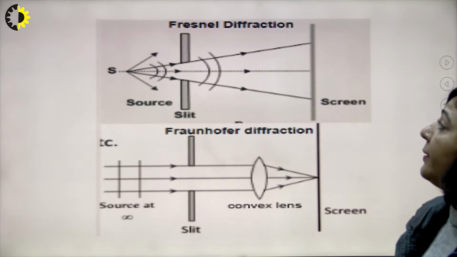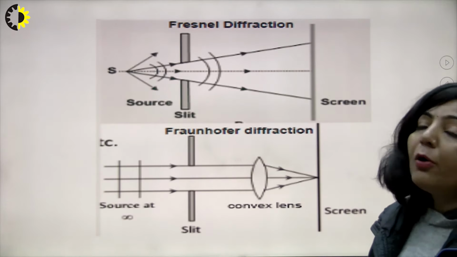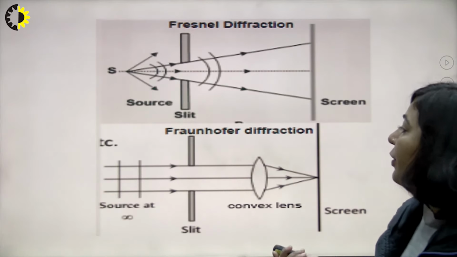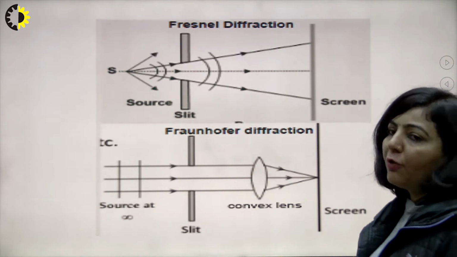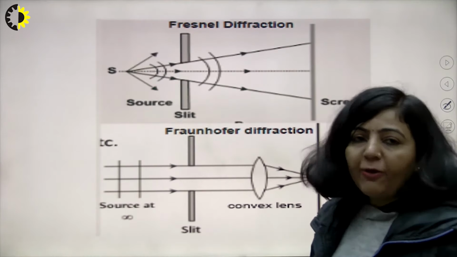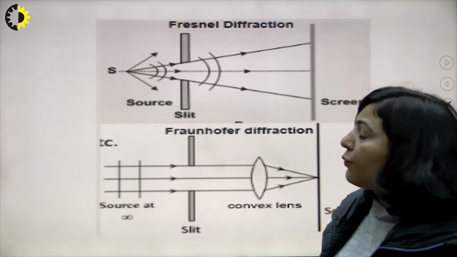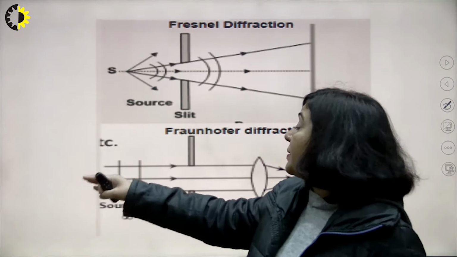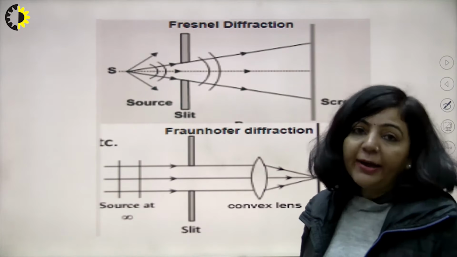So you can see here that the first one is an example of Fresnel diffraction, whereas the second one is an example of Fraunhofer diffraction. In the first case, source and screen both are at finite distance, whereas in case of Fraunhofer diffraction, the source as well as screen both are at infinite distance.